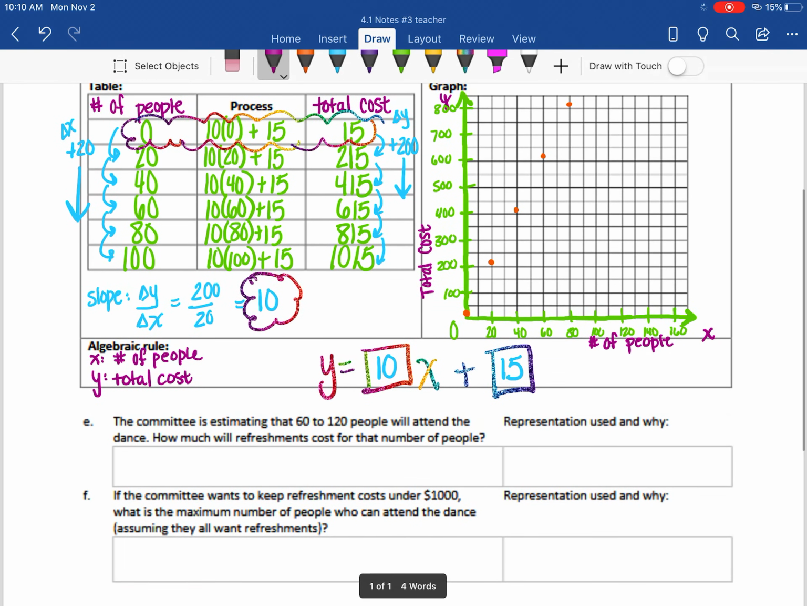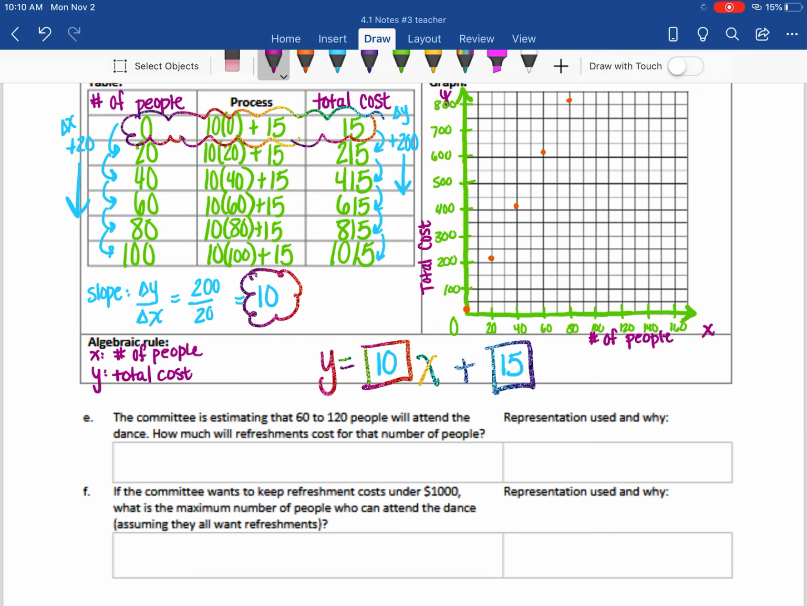And just like the last 2 days, we have 2 follow-up questions. Okay, so the committee is estimating that 60 to 120 people will attend the dance. How much will refreshments cost for that number of people? Okay, so we know that 60 people cost $615, and I'm just finding that from the table. So 60 people cost $615.